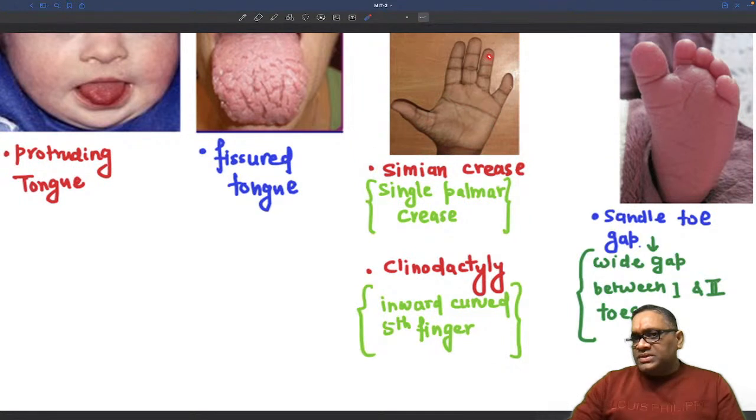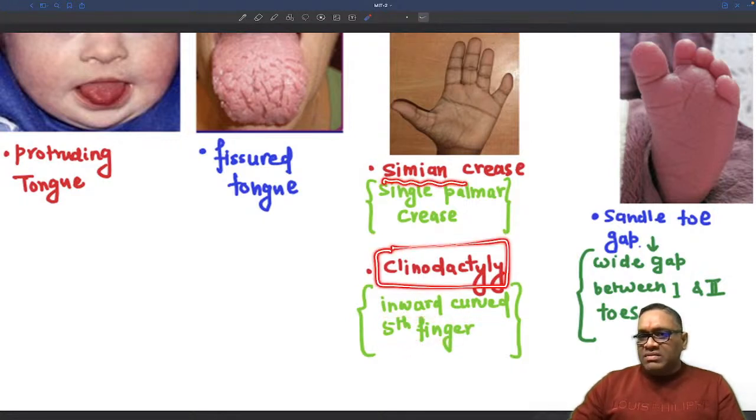And now if you notice, the little finger is tilted towards the other fingers. So this is called clinodactyly, an inward curved fifth finger. So simian crease, clinodactyly, all these are findings of Down syndrome.